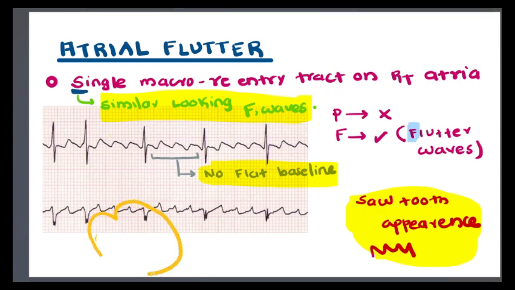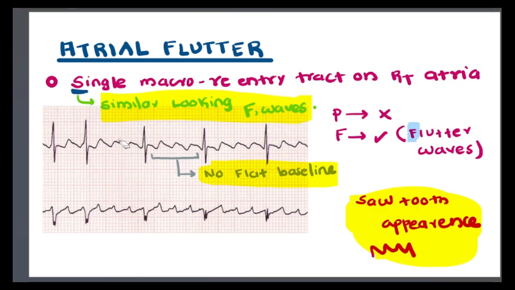assume this is the heart again. So instead of four re-entry tracts, here we have only one re-entry tract. Since it is coming from the one re-entry tract, it will have one type of flutter wave. That is why you are seeing here almost everything is almost the same shape. Okay, that's about atrial flutter.